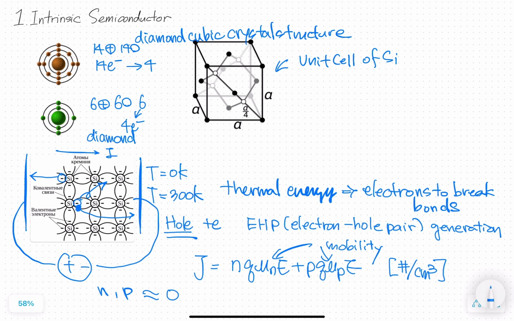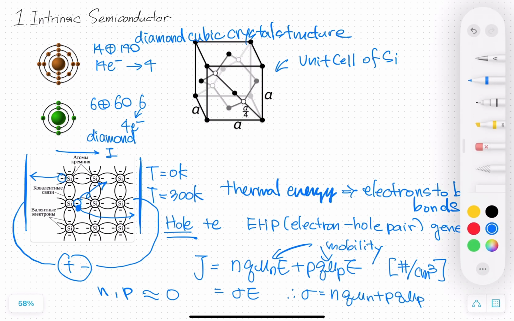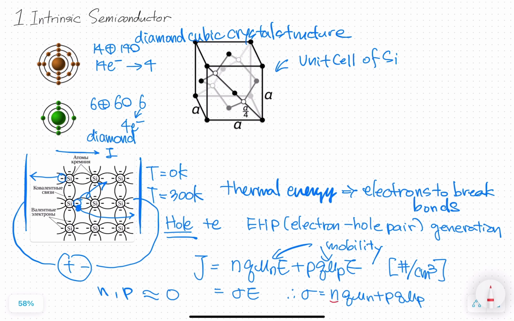And by the way, conductivity is defined by J = σE, so the conductivity σ is defined as nqμn + pqμp. However, we can drastically increase conductivity by increasing n or p. And this process is called doping. So doping can increase n or p, and this conductivity σ can be modified.